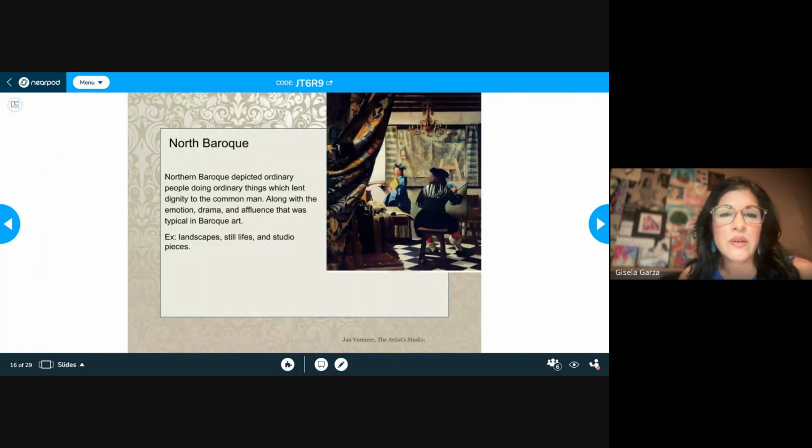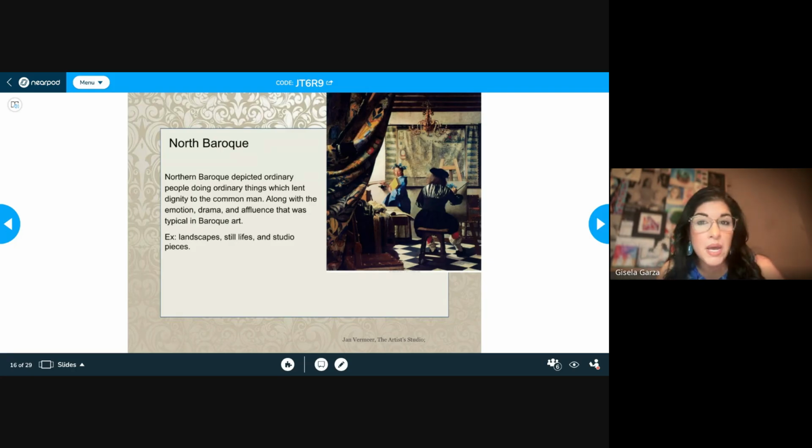North Baroque depicted ordinary people doing ordinary things, which lent dignity to the common man, along with the emotional drama and affluence that was typical in Baroque. For example, for the first time, people were now not only doing Bible stories, people were now doing landscapes, still lifes, and studio pieces. And here you see this piece that's called the Artist Studio.